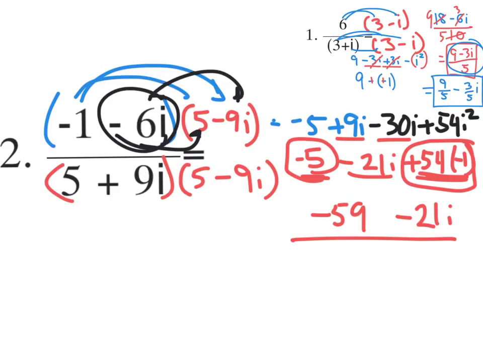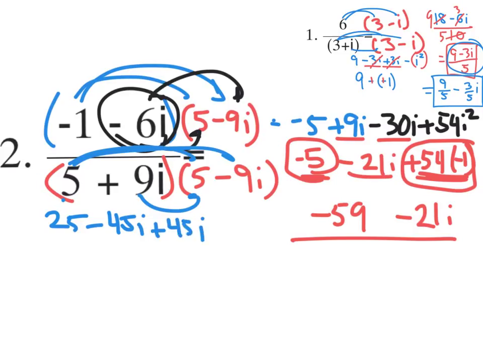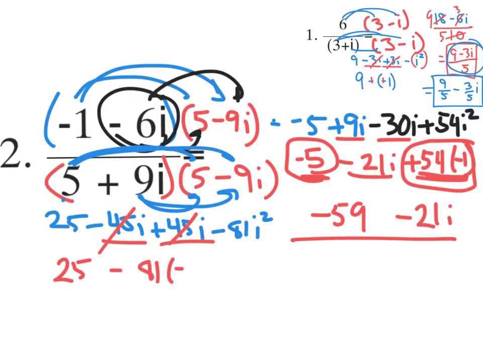Let's go with 5 times 5, that's 25. 5 times negative 9i, that's negative 45i. Positive 9i times 5, that's positive 45i. Positive 9i times negative 9i, that's negative 81i squared. And the middle terms always cancel out.